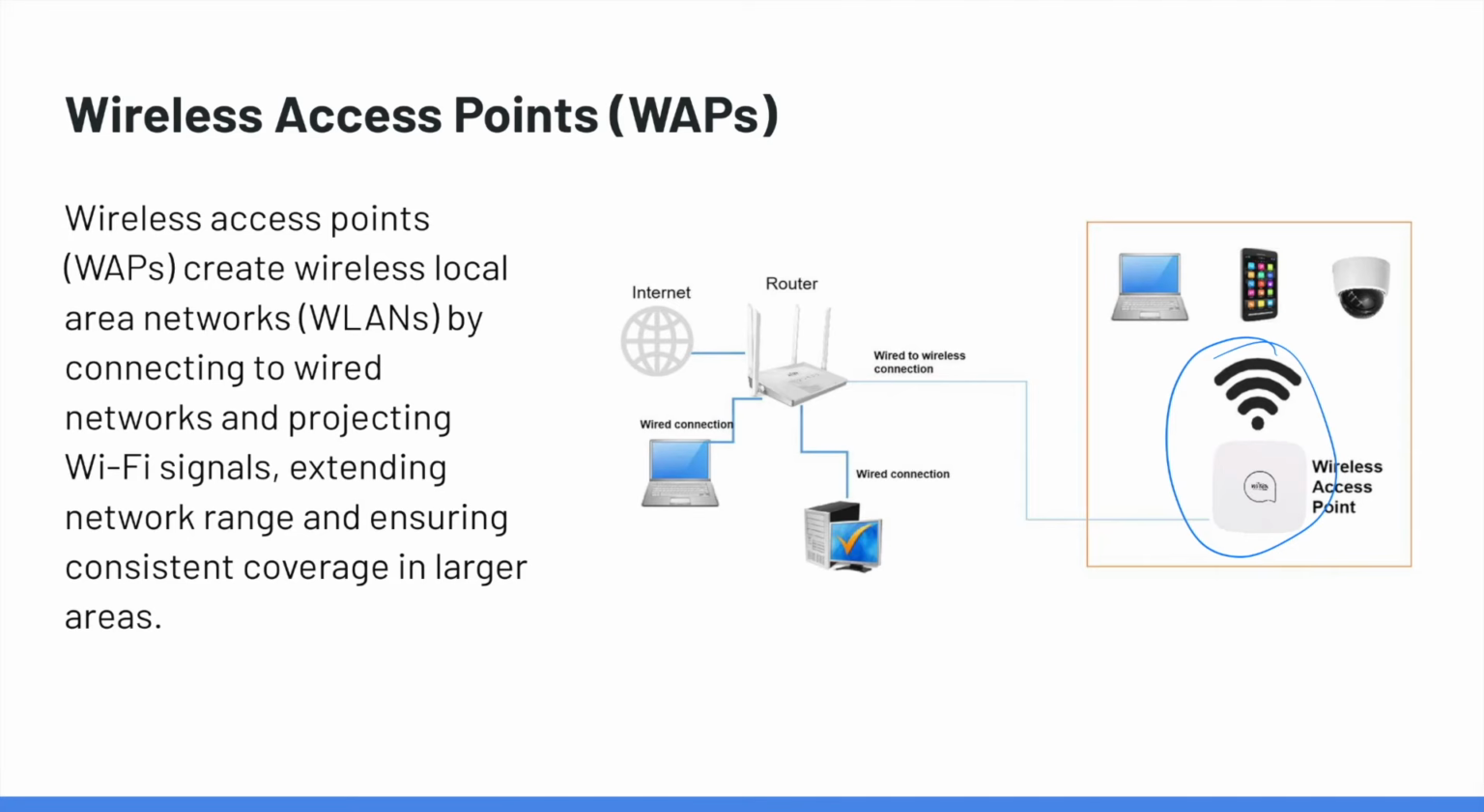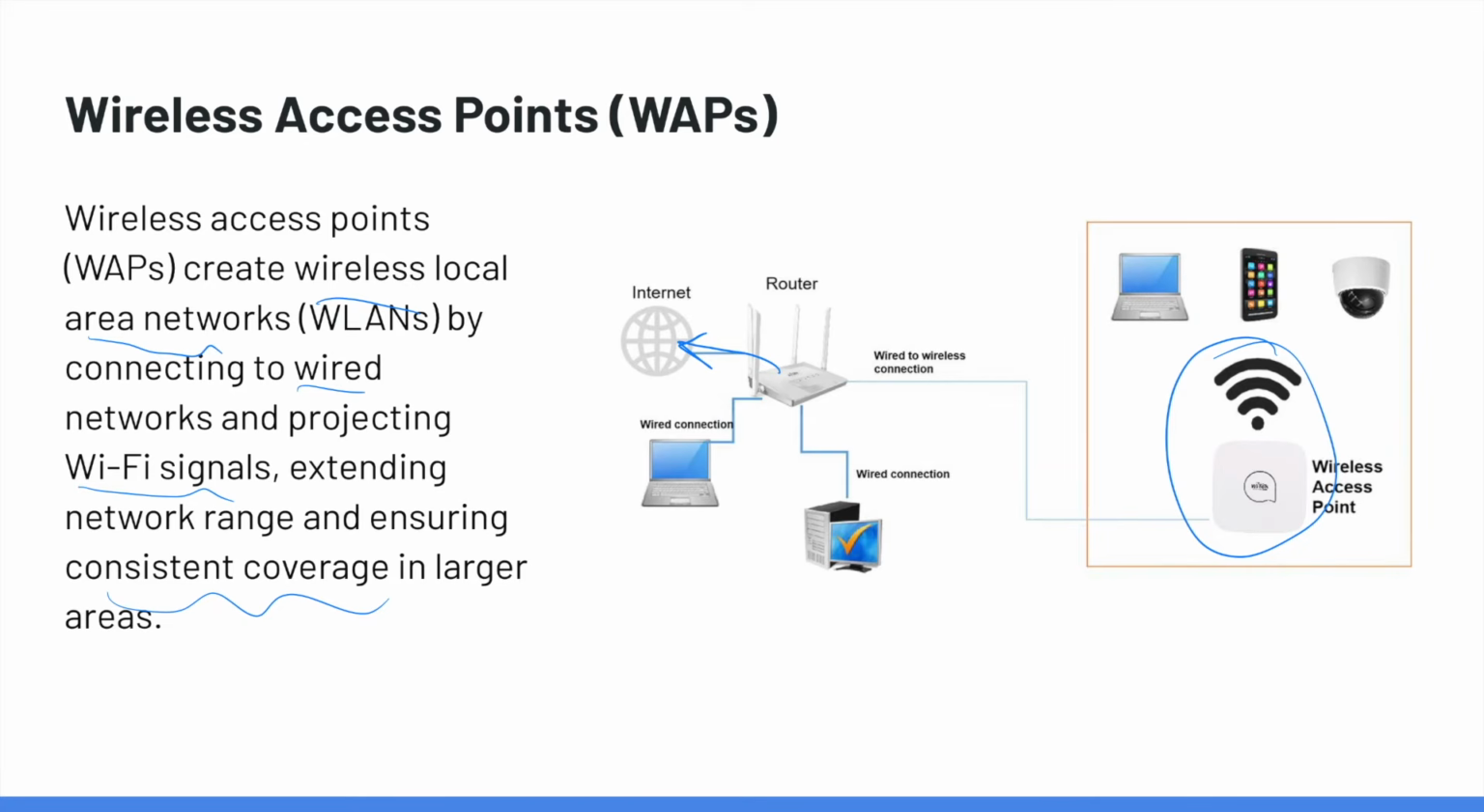A wireless access point is responsible for creating wireless local area networks by connecting to wired networks and projecting Wi-Fi signals. Basically, a wireless access point is also going to be a router, connected to the internet, and it's going to allow computers that are connected to a wireless local area network to interact with the internet, to send and receive data. And it allows for consistent coverage in large areas.